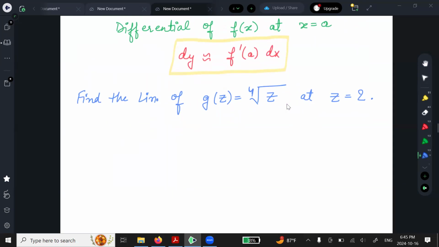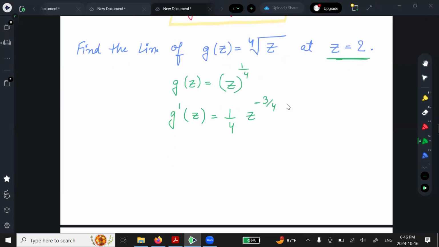What do you do? Well, you need the derivative here. So first things first, you write the function as z to the power 1 over 4, right? What is the derivative of z? Negative 3 over 4. And because they're interested in z equals 2, the linearization of z at 2 will be, well, plug in 2 here, what do you get? I'm getting 1 over 4, well, 2 to the power. You don't have to simplify this, right?